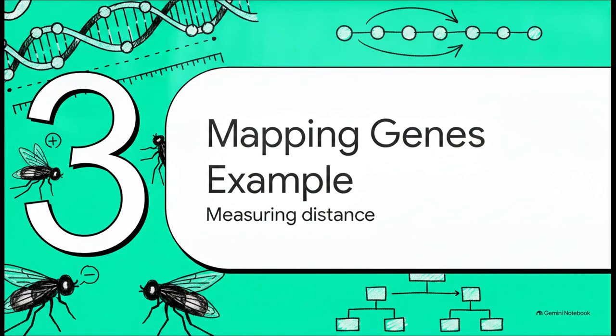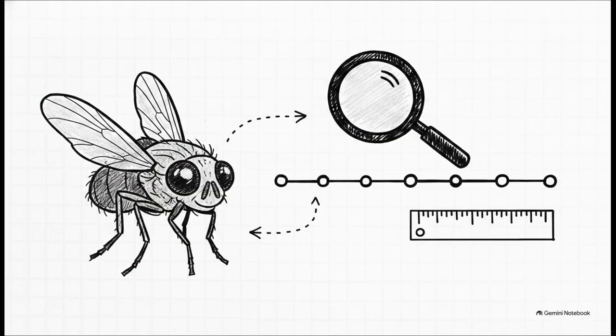Section 3. Worked example. Mapping genes. How we measure genetic distance. It's pretty wild to think that something as tiny as a fruit fly actually helped us decode the map of life. Scientists Thomas Hunt Morgan and Alfred Sturtevant used Drosophila melanogaster, common fruit flies, to figure this whole thing out. Morgan analyzed traits like body color and wing shape, and he provided the direct, hard evidence that genes were linked on chromosomes. Then Sturtevant took it a step further in 1913.